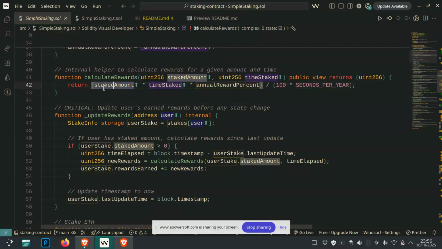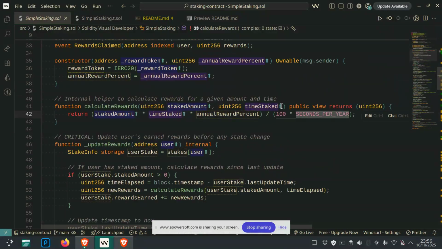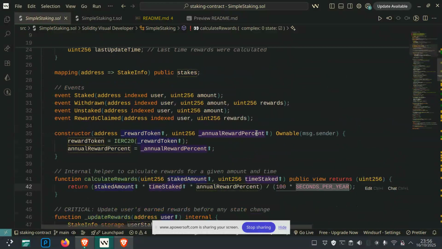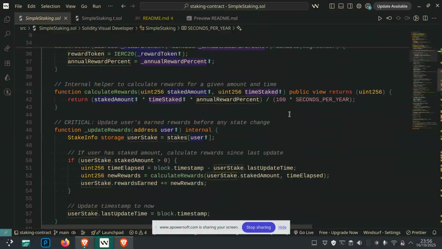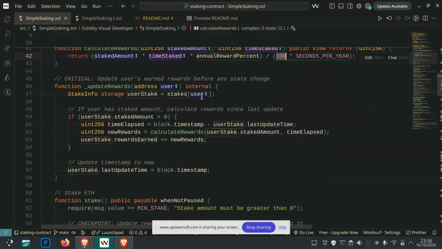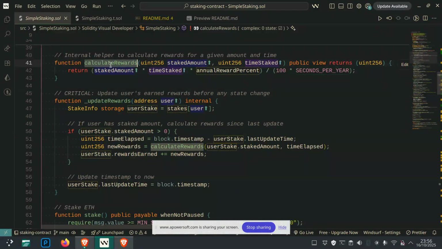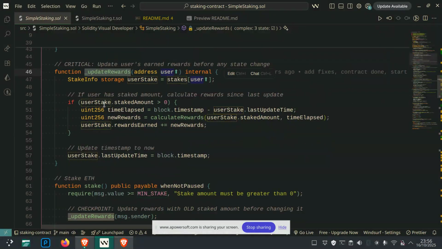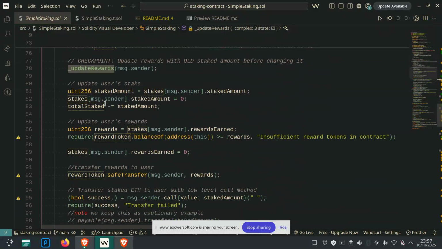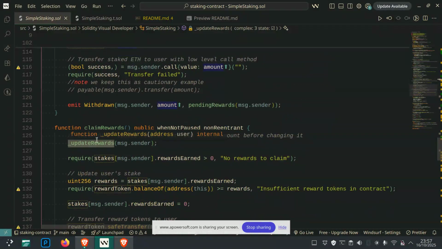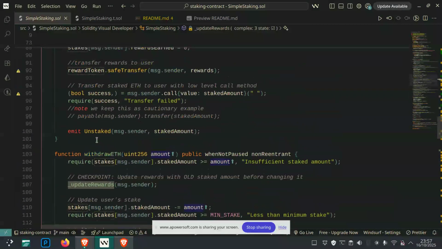We get the staked amount, say 100 ether, and the percent, and we divide it by 365 days, which is here, and we use 100 for scaling. You see, this calculate rewards function is called by this update rewards function, which will be called in many operations. It's called in almost every function that we have.